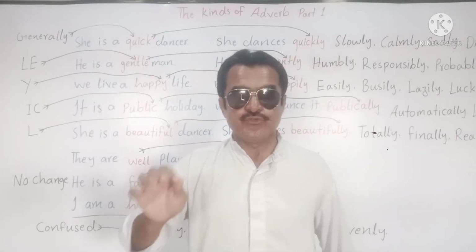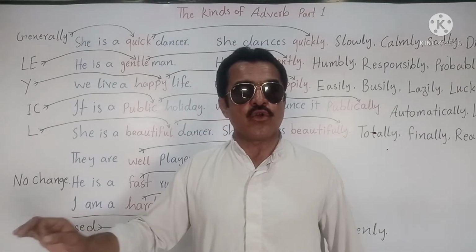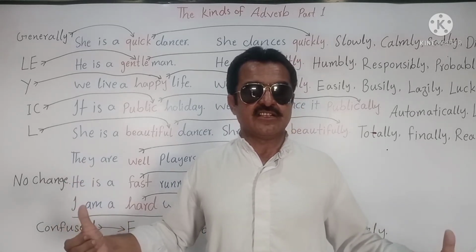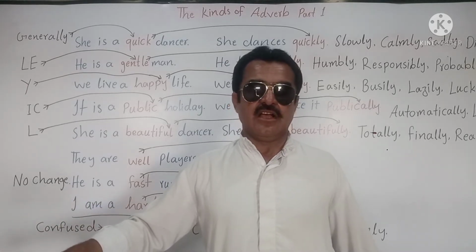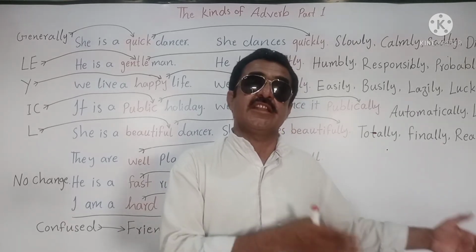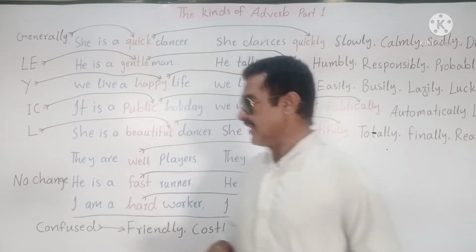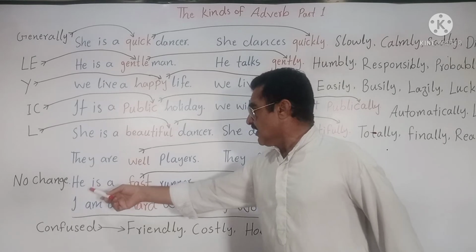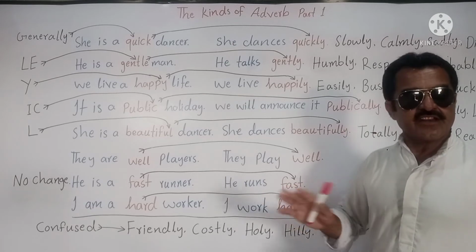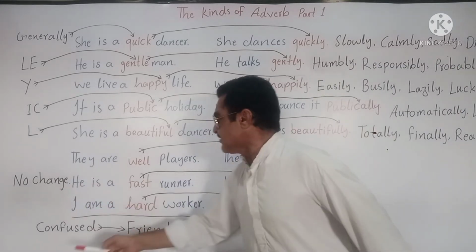Now you have to figure out whether this word has been used as an adjective or as an adverb. The sign, as I said before: whenever it has been used with the verb be, that is an adjective. Whenever it has been used with another, ordinary verb, that is an adverb. This is the sign. You can see here, he is a fast runner, he runs fast. Here there are no lys. Same thing, no change.